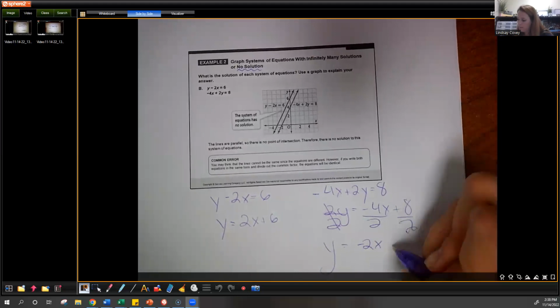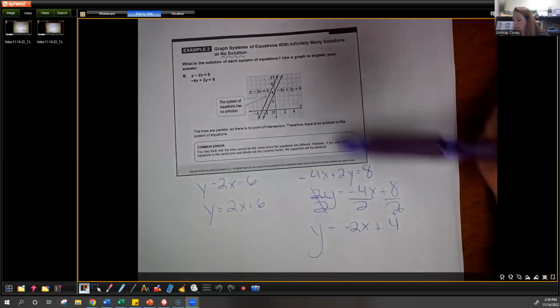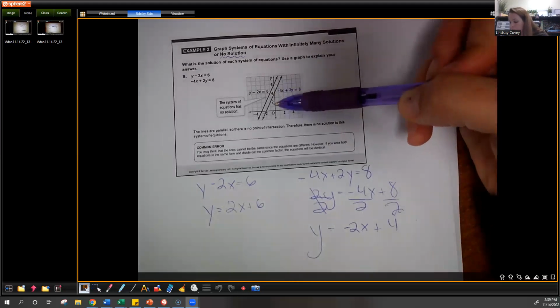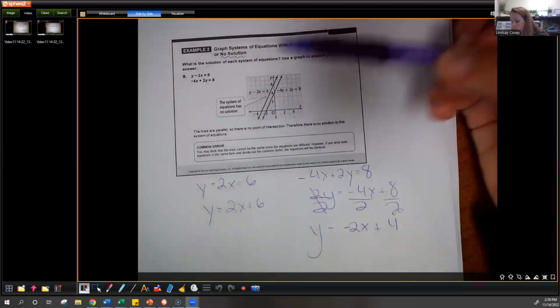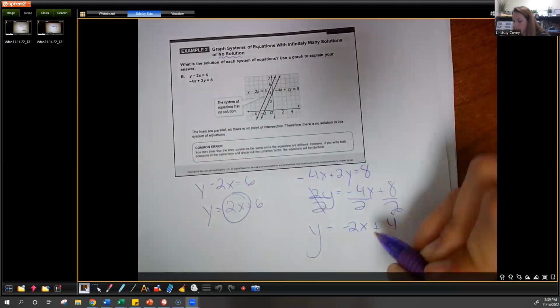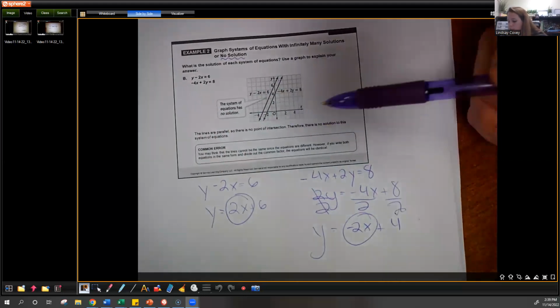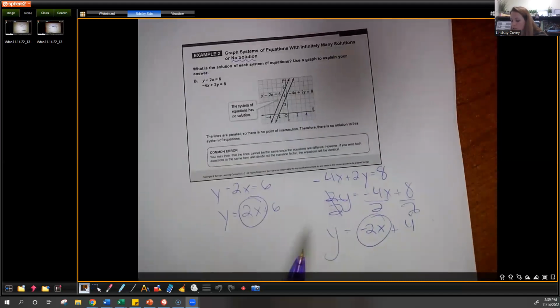What is that? 8 divided by 2, 4. And we went ahead and graphed that where this is 4 and the slope is down 2 over 1, down 2 over 1. And this one right here is 6. Notice these slopes, the lines are parallel. So there's no point of intersection. Therefore, there's no solution to this system of equations.